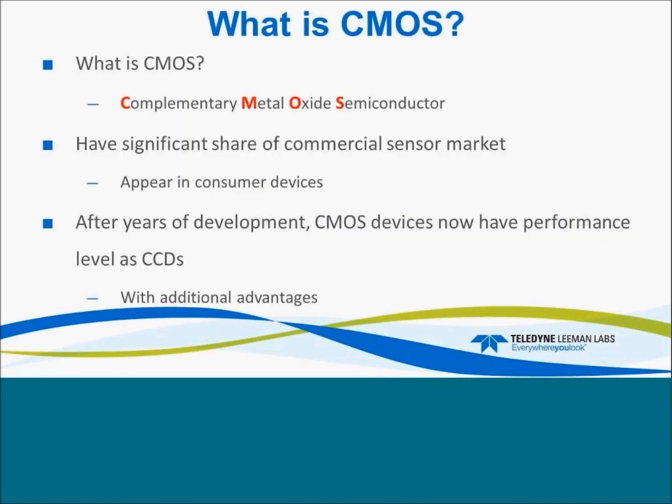So what is CMOS? Just to give some background, CMOS stands for complementary metal oxide semiconductor. I mean, they're not new devices. They've been around. They do have a significant share of the commercial sensor market, and they appear in consumer devices. Many cell phone cameras are CMOS devices. Right? So after years of development, CMOS devices now have performance equivalent and in some cases better than CCDs. A lot of high-end cameras are now using CMOS devices. Images for astrophysics and such have also been moving towards CMOS devices.